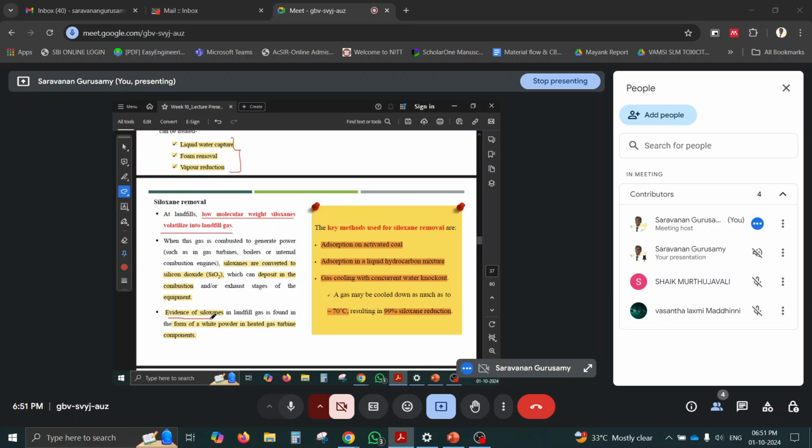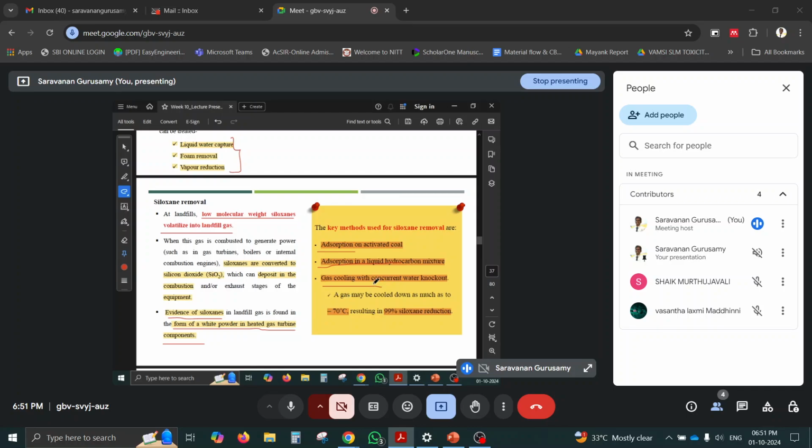If you want to check for evidence of siloxane, you can look for the formation of white powder in the heated gas turbine components. That indicates the presence of siloxane in your landfill gas collection system. It can be removed by adsorption on activated carbon, and since it is a solid particle, it can be absorbed by solids or in liquid. We can also use a liquid hydrocarbon mixture to absorb the siloxane. Gas cooling method: whenever the gas is cooled down, this type of solids will be removed and only the gas will be separated.